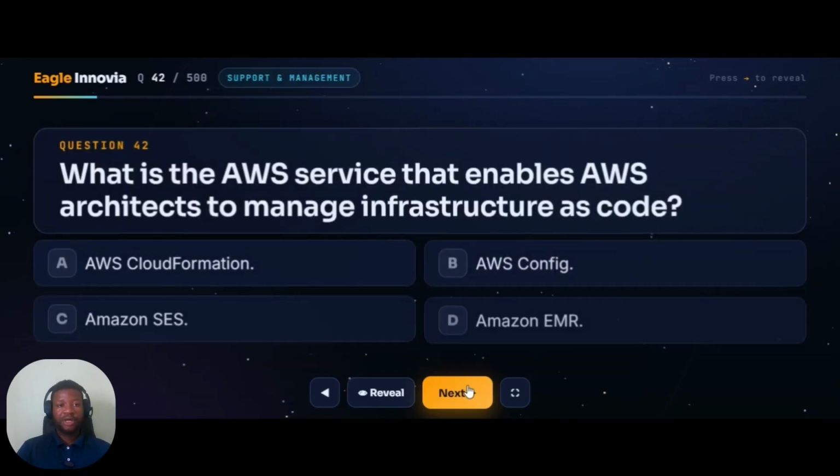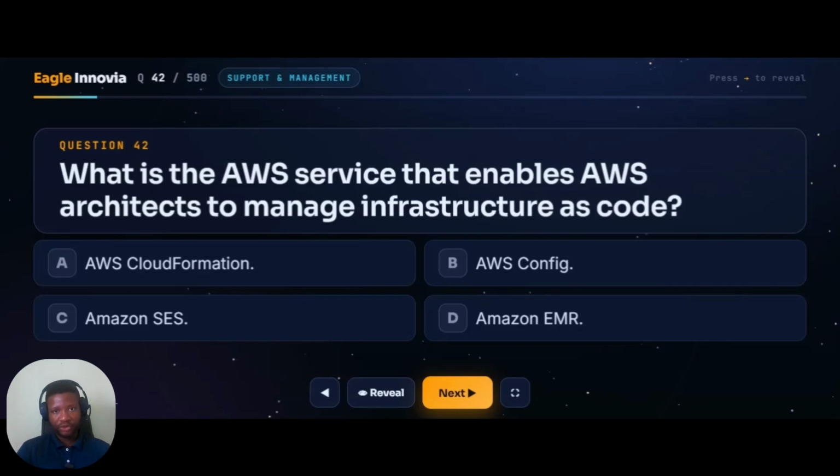Question number 42. What is the AWS service that enables AWS architects to manage infrastructure as code? A. AWS CloudFormation. B. AWS Config. C. Amazon SES.